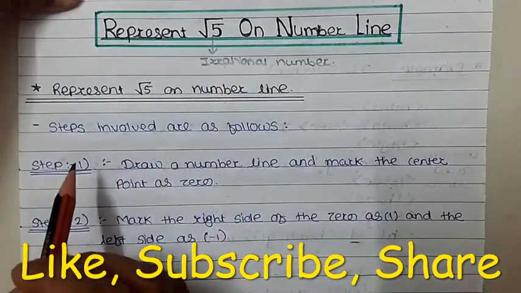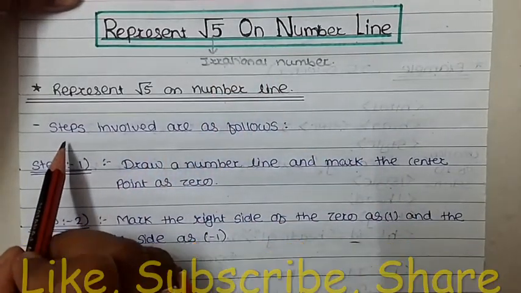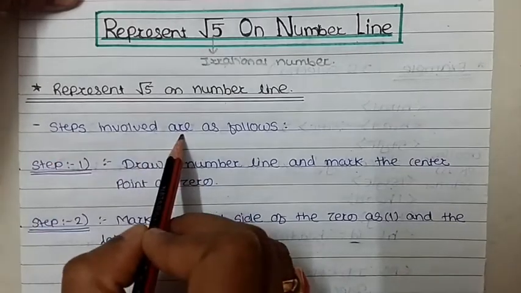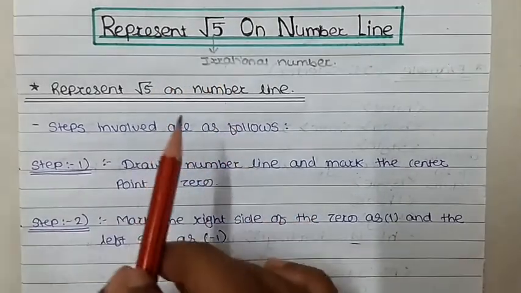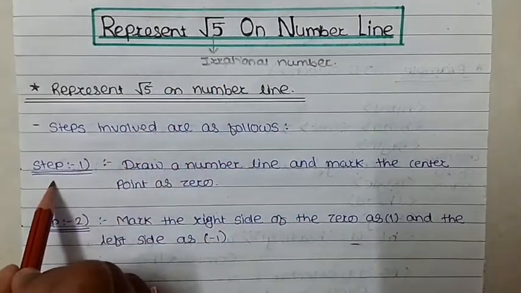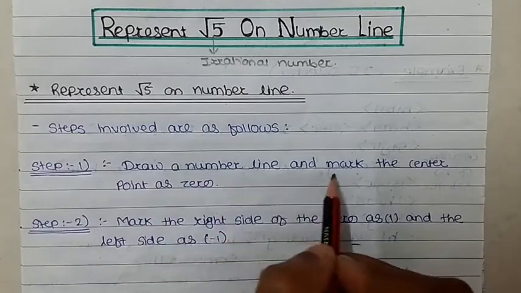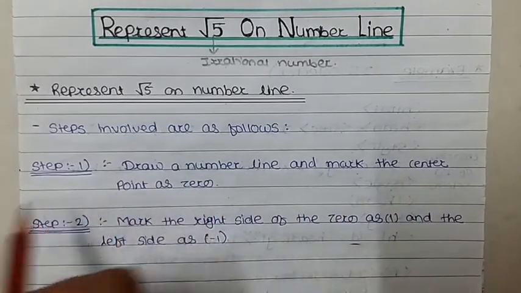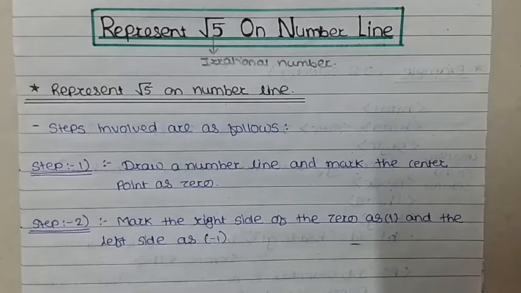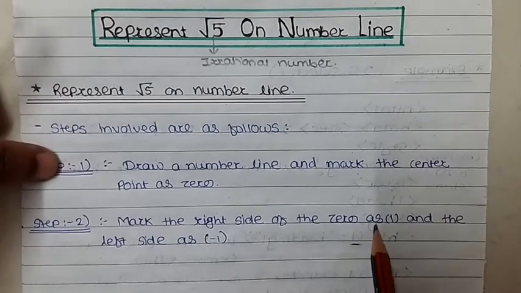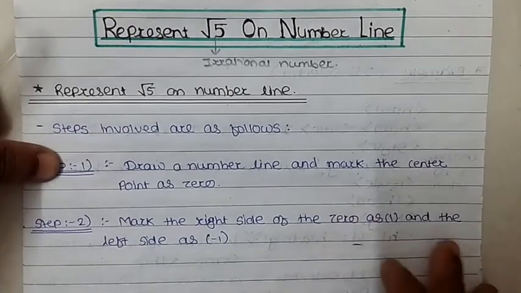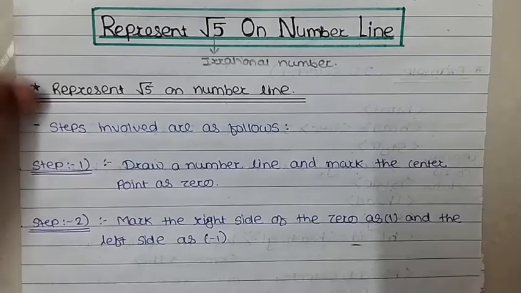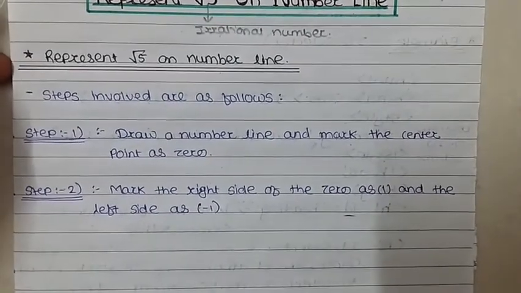So how to represent this irrational number on your number line? We will discuss step by step. The steps involved are as follows. Step 1. Draw a number line and mark the center as 0. Next, mark the right side of 0 as 1, and the left side of 0 as -1. So you should draw one number line.